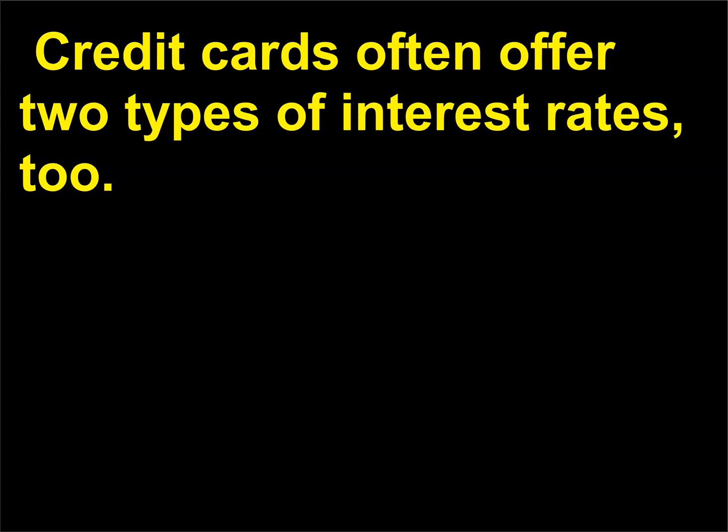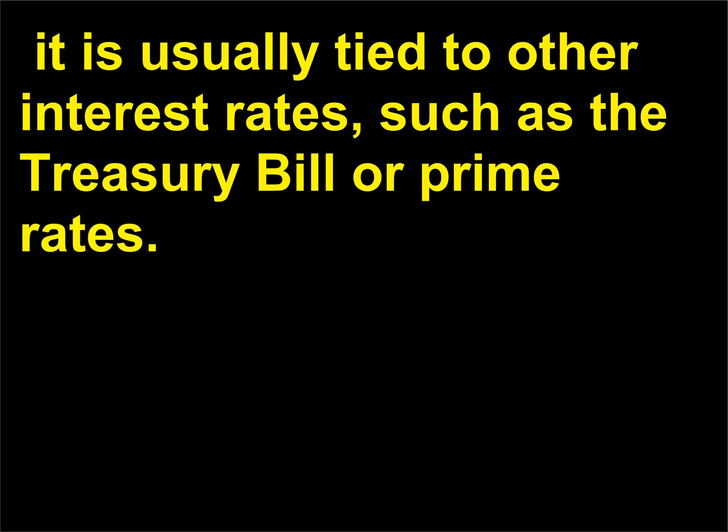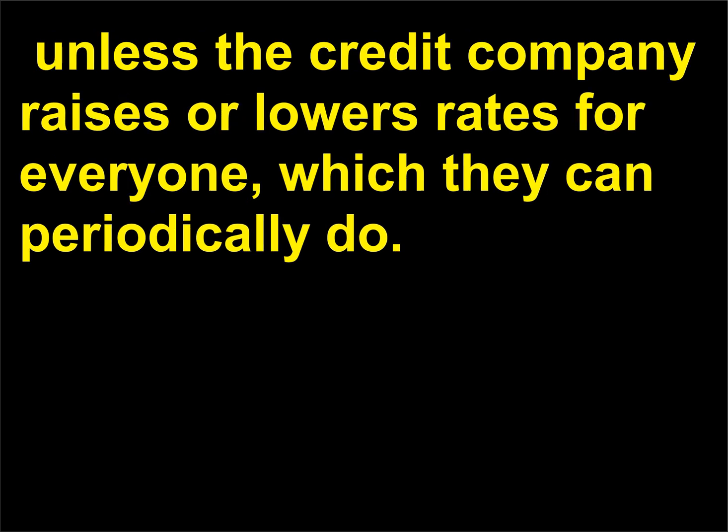Credit cards often offer two types of interest rates, too. In the variable rate plan, as the name implies, the interest is variable. It is usually tied to other interest rates, such as the Treasury bill or prime rates. A fixed rate plan is a rate not tied to changes in other interest rates; it remains steady, unless the credit company raises or lowers rates for everyone, which they can periodically do.